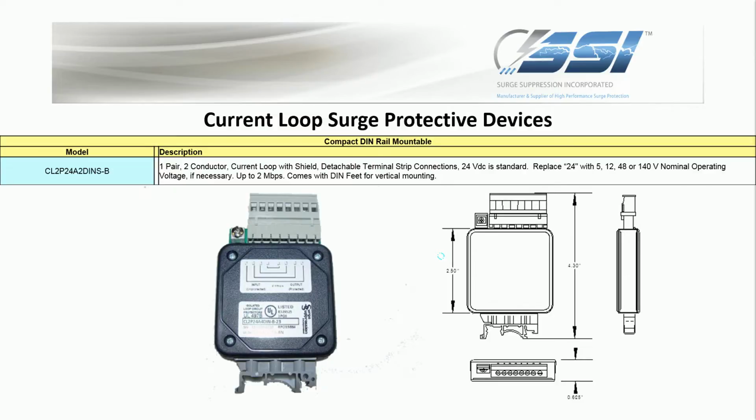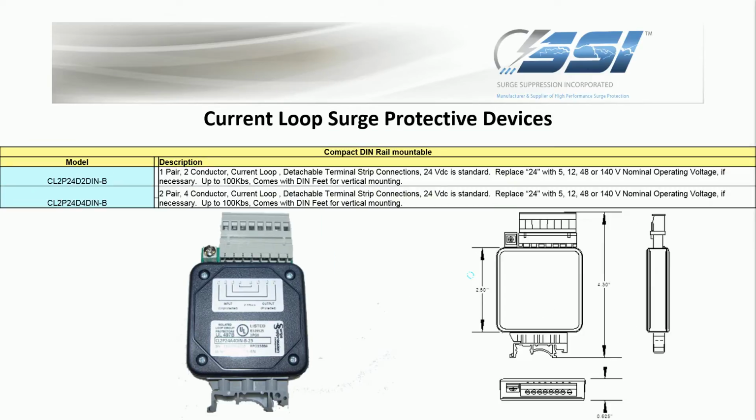This is the same as the previous unit with the exception that it is limited to 1 pair in and out and a shield. This takes 5 terminals, 2 for current loop circuit in, 2 for current loop circuit out, and 1 for the shield. This SPD also has an MCOA of 500 milliamps.